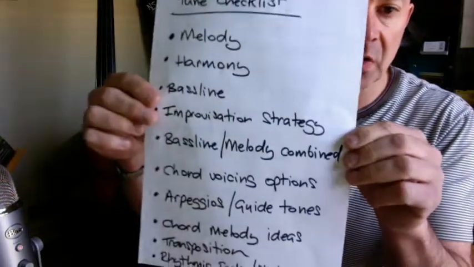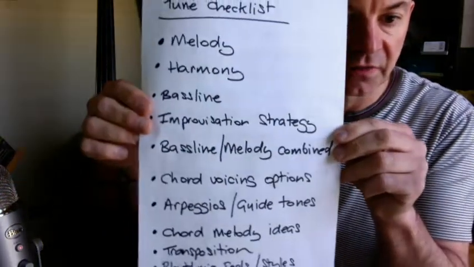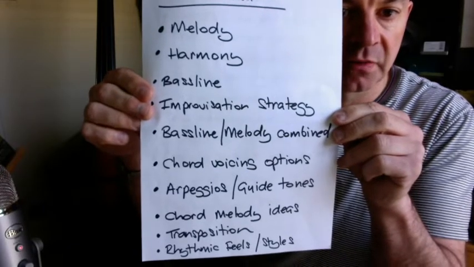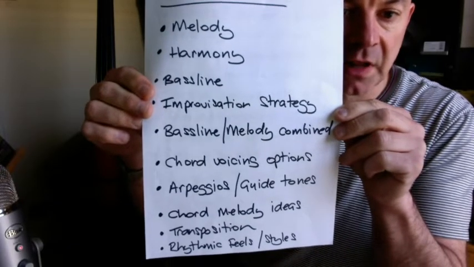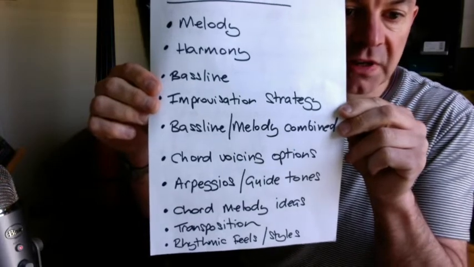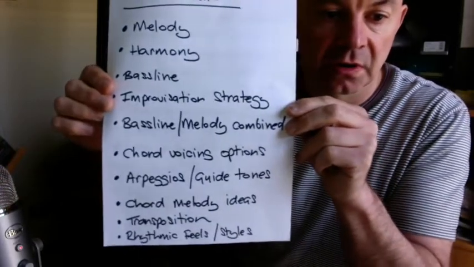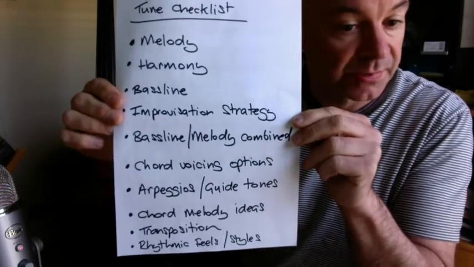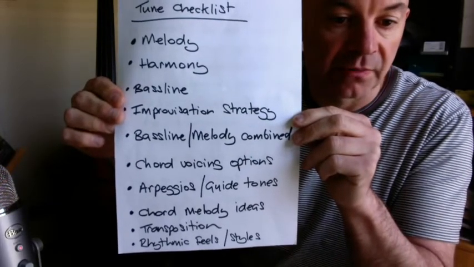Things like that. Let me hold this up to the camera just to make sure that you can get a good shot of this. So there's our first checklist: melody, harmony, bassline, improvisational strategy, bassline and melody combined, chord voicings, arpeggios, and then chord melody ideas. So can you play chord melody? Transposition, and rhythm feels and styles.